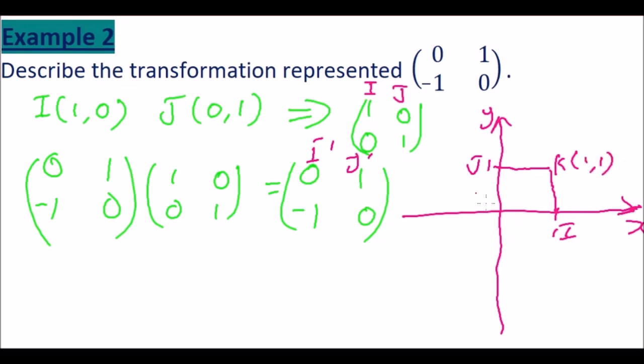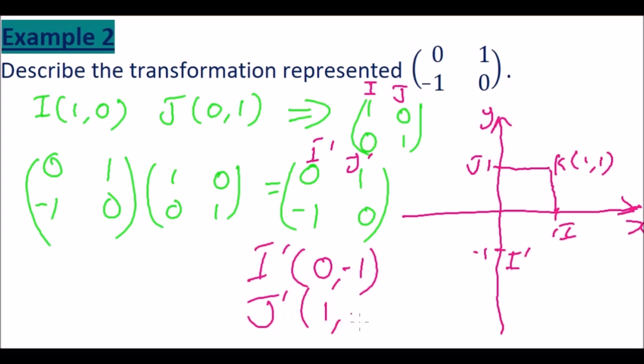Now i has been transformed. Our new i has coordinates 0, minus 1. So x is 0 and this is minus 1. So this is where we have our i, the image of i. The j prime coordinates are 1, 0, which means this is our new j.